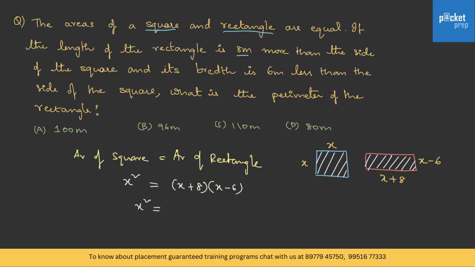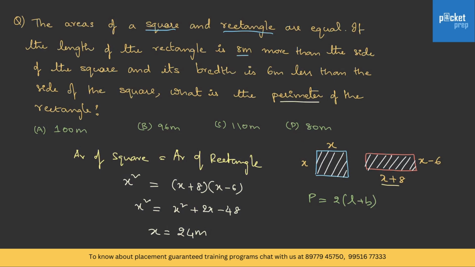This is x square equals x square plus 2x minus 48, so x is 24 meters. But that's not the answer. They're asking us to calculate the perimeter. Perimeter is 2 times (L plus B), so we should know the length and the breadth.